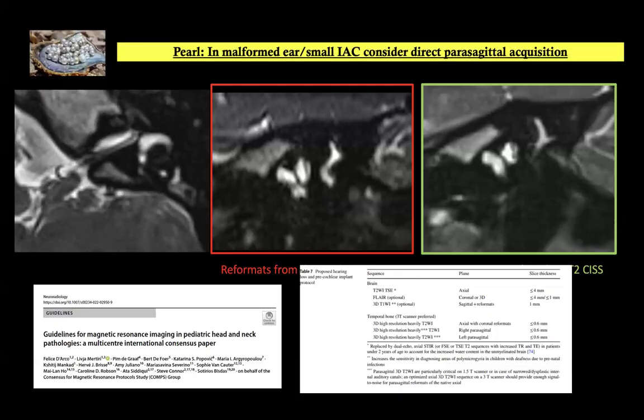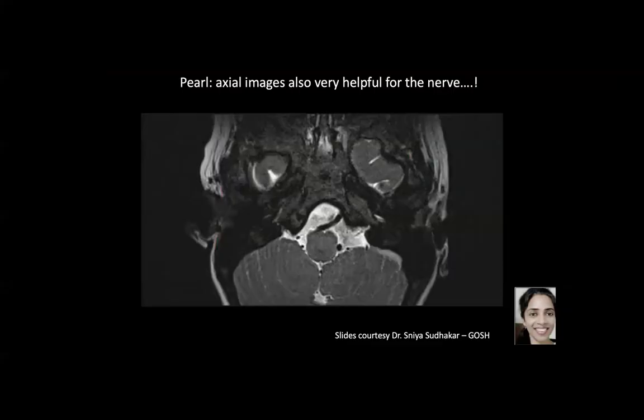Now, we published this in the guidelines for magnetic resonance imaging of pediatric head and neck. There is a section dedicated to cochlear pre-surgical evaluation, so pre-cochlear implant imaging. So please have a look at this paper. But also the axial are very important.